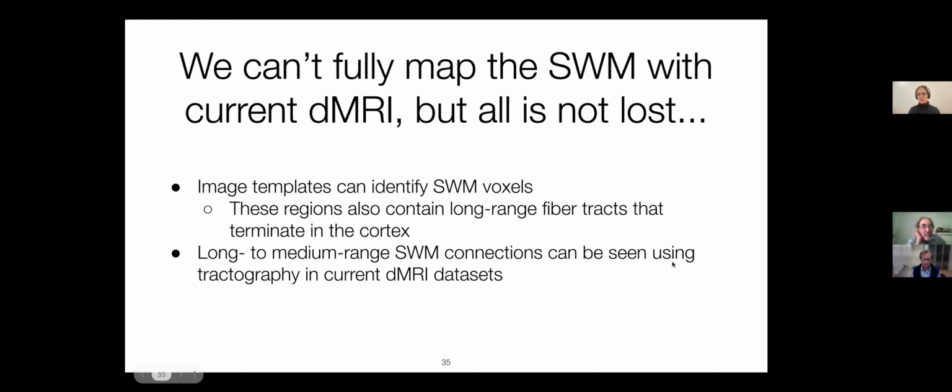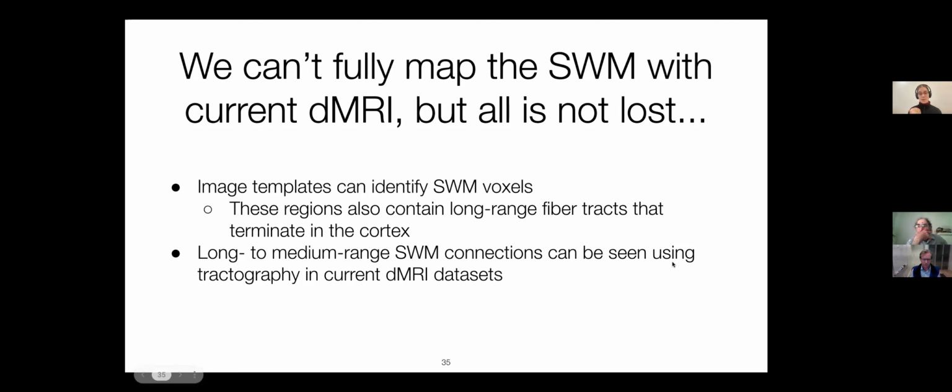There are lots of ways to actually study the superficial white matter. There are people who use image templates and surfaces to identify superficial white matter voxels and regions. It's important to note that if you study the region of the superficial white matter in this way based on voxels, these regions also contain information about long-range fiber tracts that terminate in the cortex. As we saw on the previous slide, these long-range fiber tracts basically have to get through those superficial U fibers to reach the cortex.